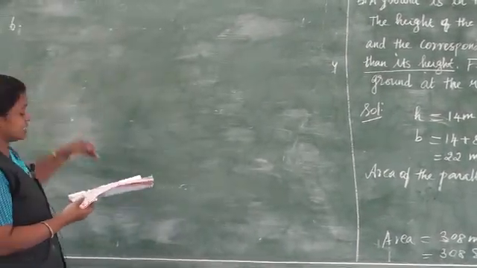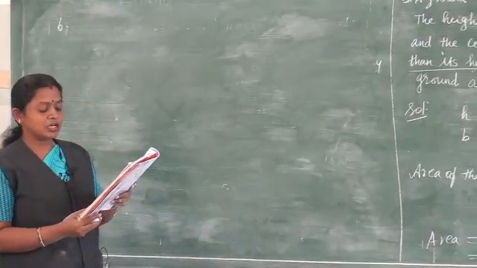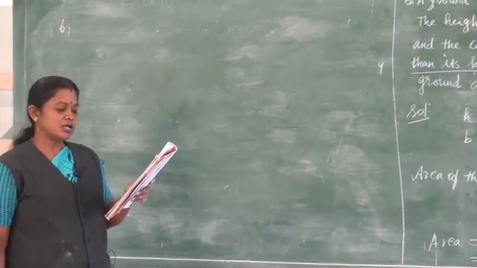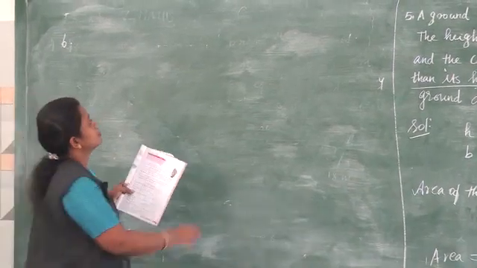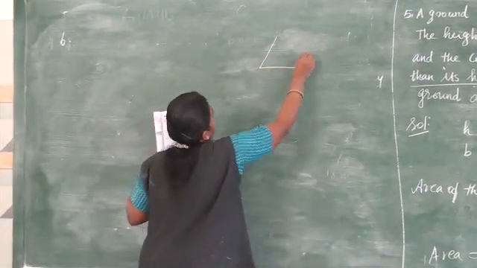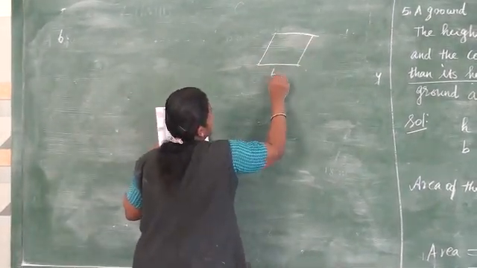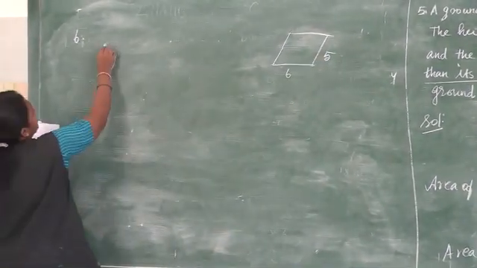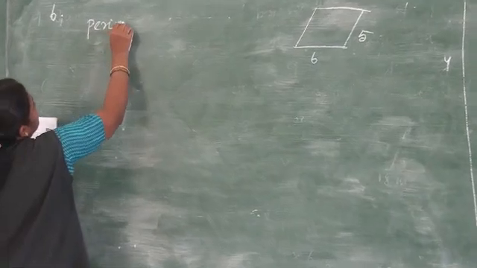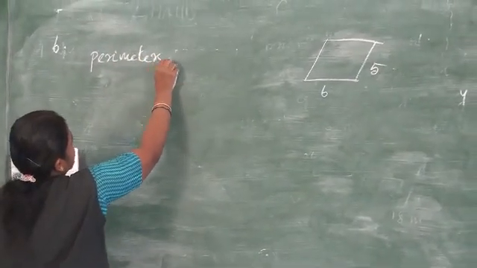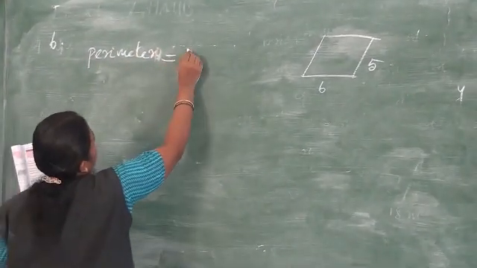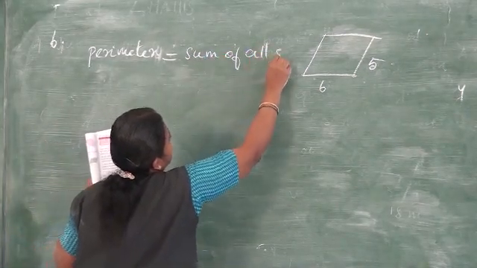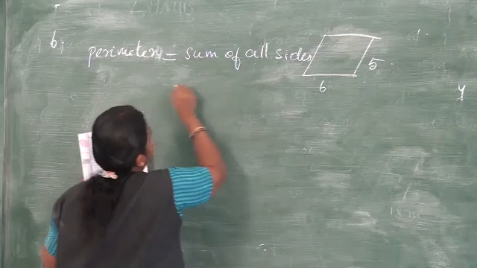Now question number is 6. The perimeter of a parallelogram whose adjacent sides are 6 centimeter and 5 centimeter. So parallelogram sides are given to us. What are the sides? 6 and 5 centimeter. What is the formula for finding the perimeter? Perimeter equal to sum of all the sides. This is a general formula. Perimeter equal to sum of all sides.